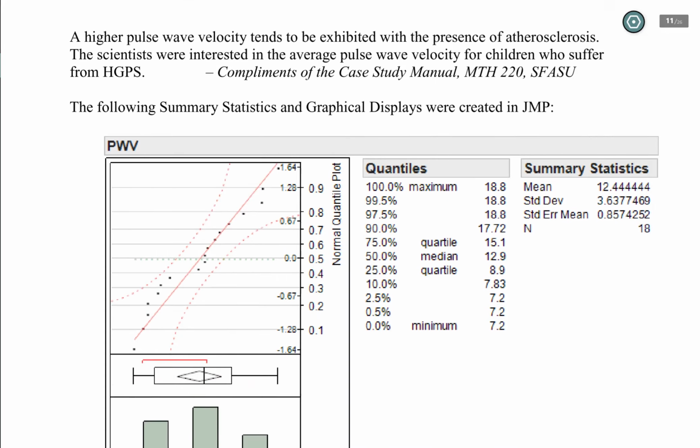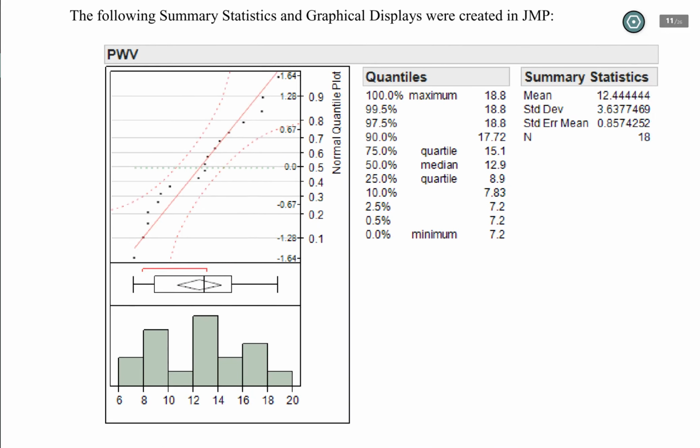And what I did was some basic summary statistics in JMP. And first we can notice here that within JMP, the sample mean was 12.4 and the standard deviation was 3.64. If you want to look at the quantiles, you certainly can. Here Q1 is 8.9, Q3 is 15.1, the median was 12.9. In terms of putting a picture to the quantiles, the box plot does that well for us, and here's a picture of the box plot there.